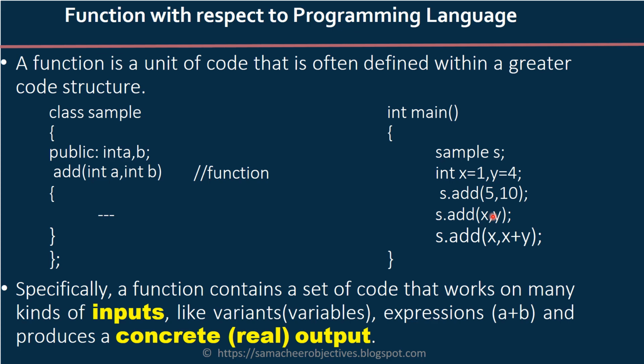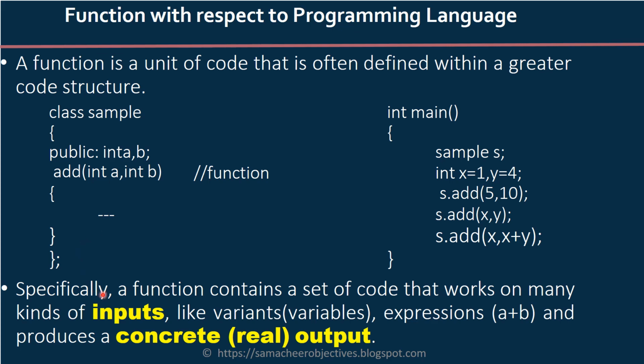Okay, now we can see the definition. What is a function? A function is a unit of code that is often defined within a greater code structure. So the definition is written within a greater code structure. That is, we have a class, it is a greater code structure. Within that class we are writing the smaller section called the function add.